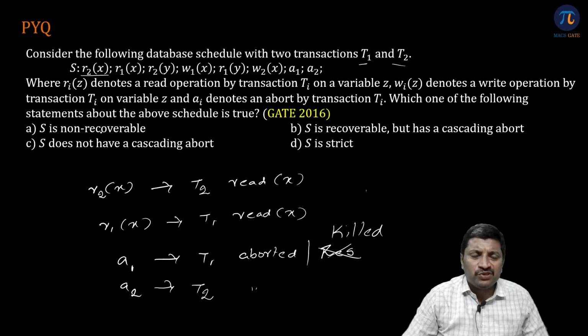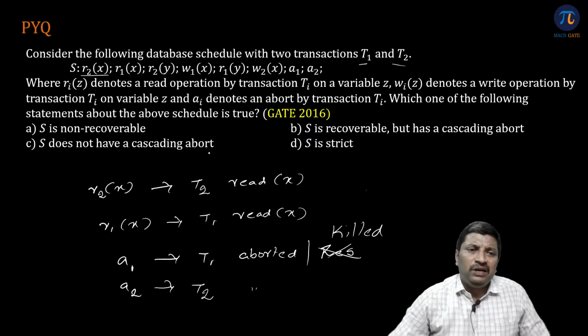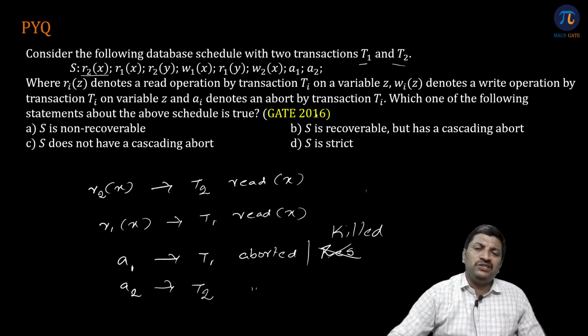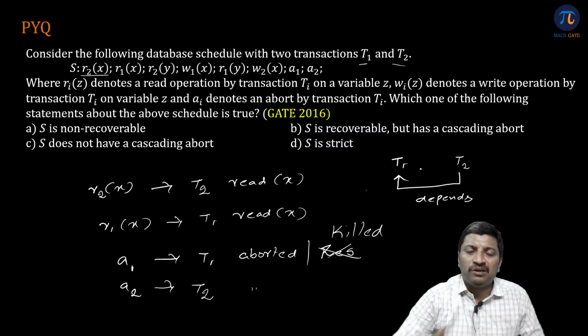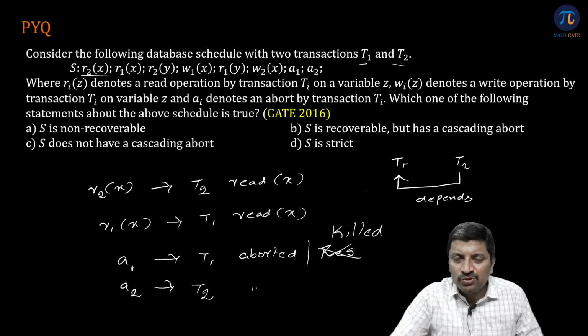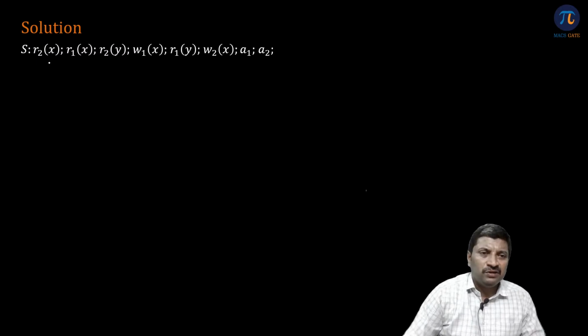Now the question is, which of the following is correct? S is non-recoverable. S is recoverable but having a cascading abort. S does not have a cascading abort. S is strict. Sir, for all these things, if I have two transactions, if T2 depends on T1, then which one committed first, or is T2 started before T1 commits? That is the story. Now look at this.